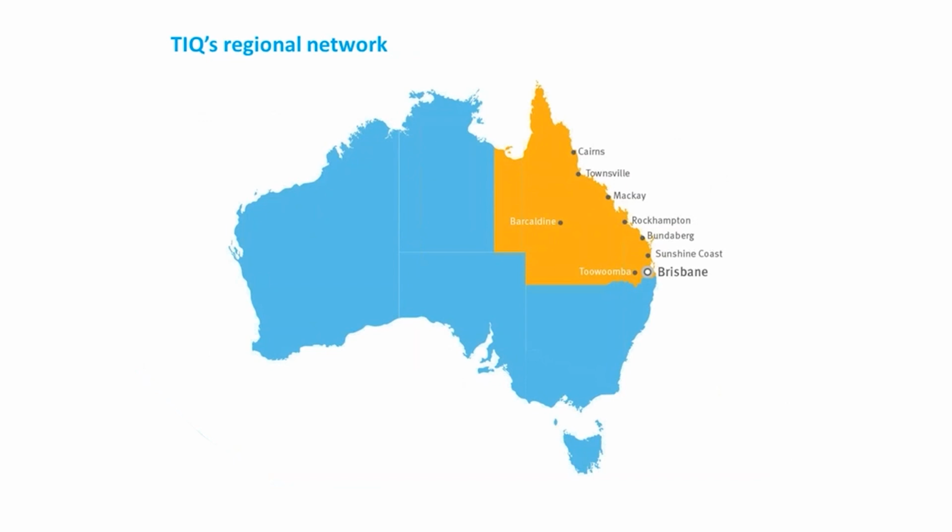We also hold regular events, and our major one each year is held in October, which is the Queensland International Business Series. This is an opportunity for you to actually meet with and have discussions with our trade commissioners who actually return to Queensland each year for this event.